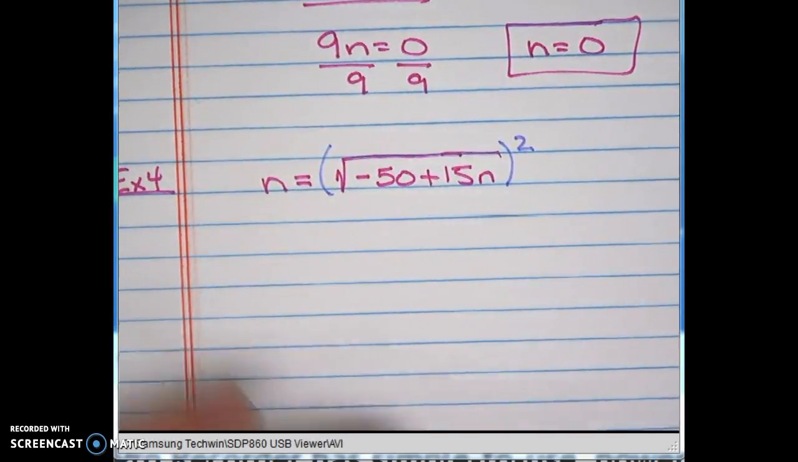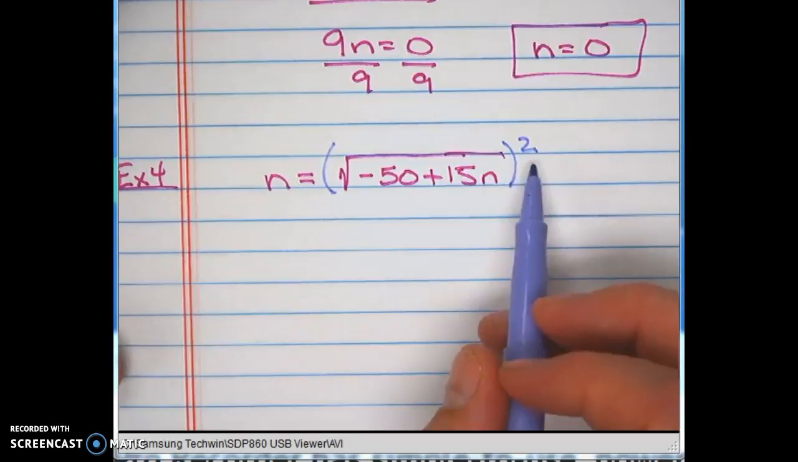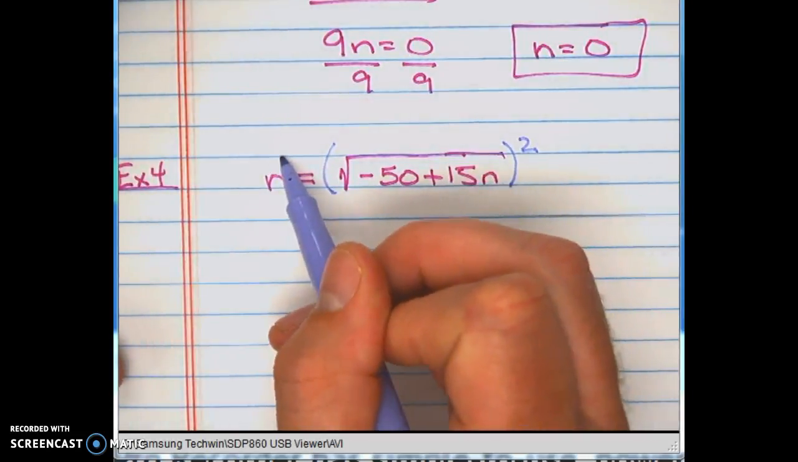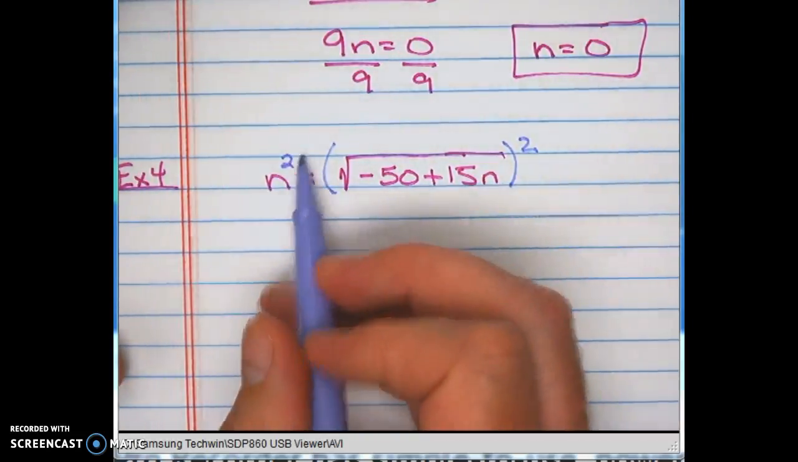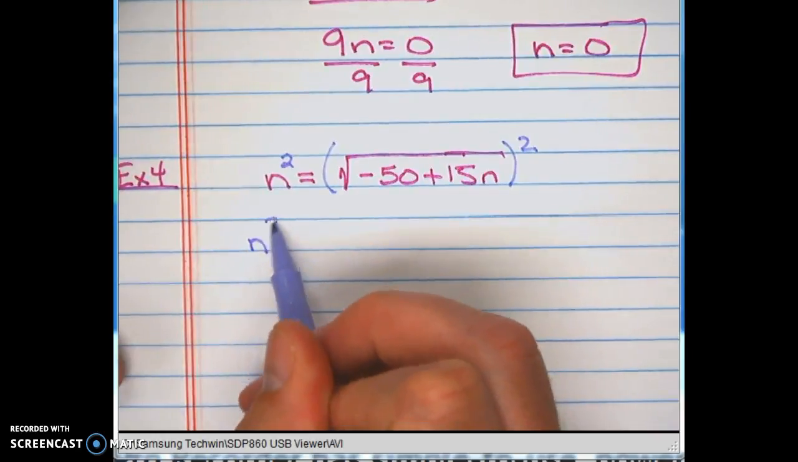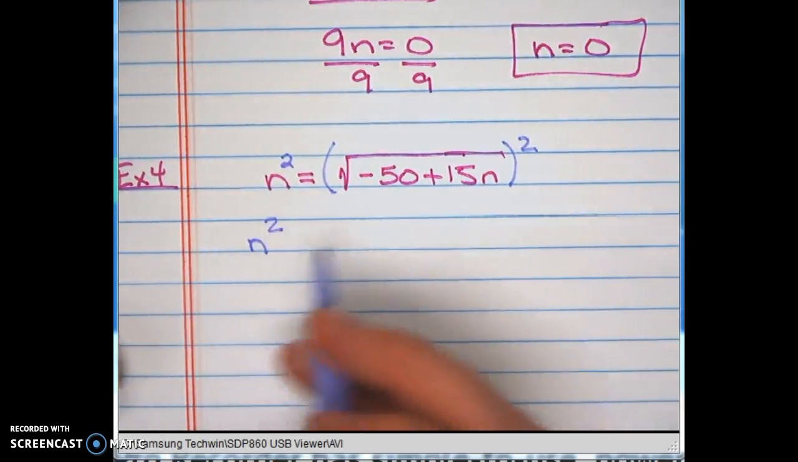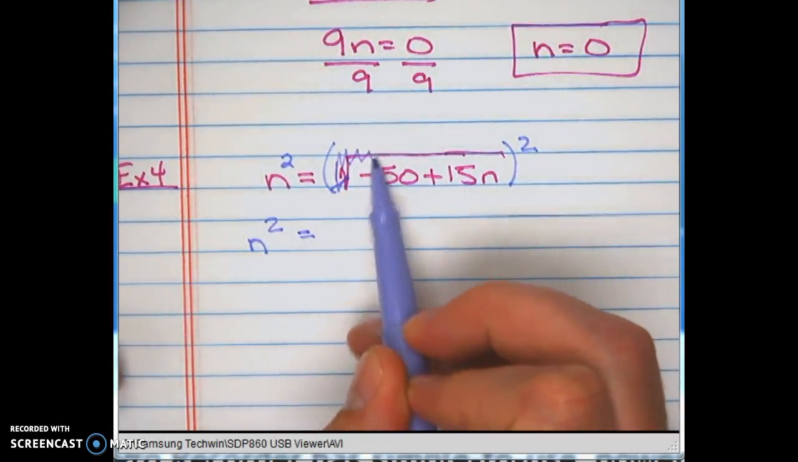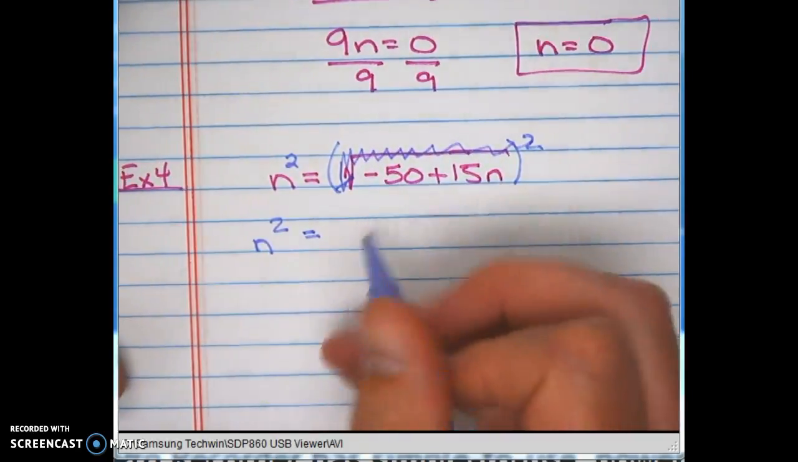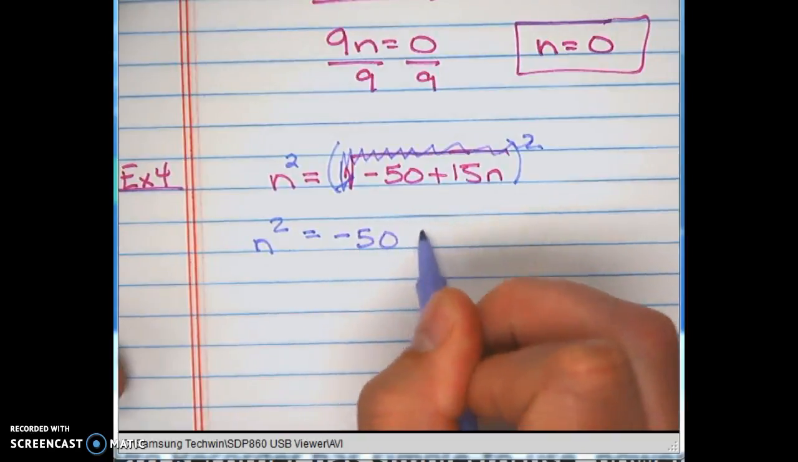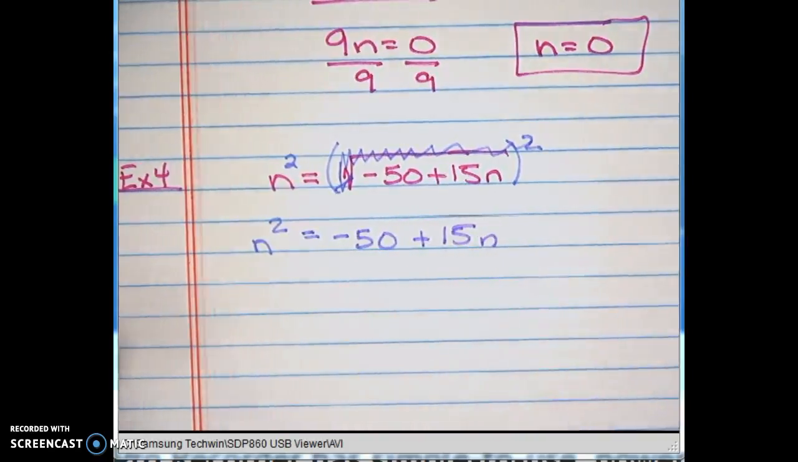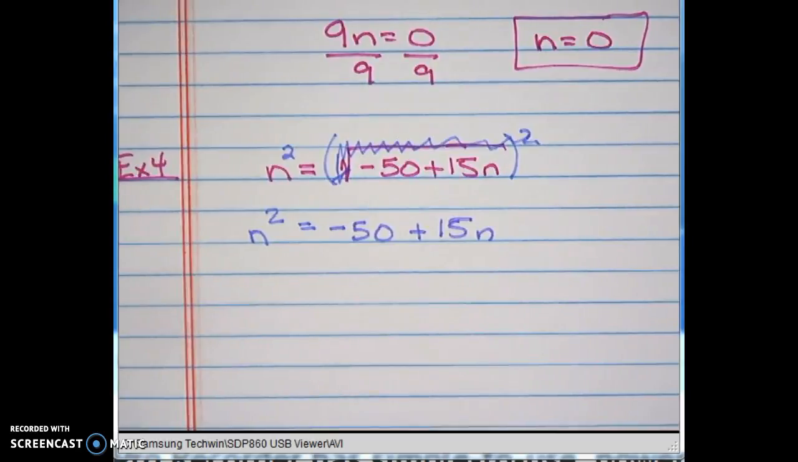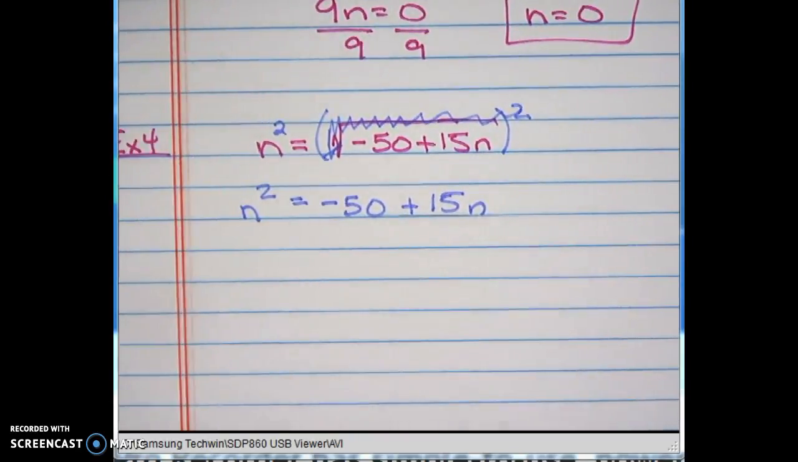Something kind of strange happens. When I square this side, I also have to square this side. And so when I do that, I end up with n squared, which is the first time I have a quadratic term here, is equal to, and again, the square cancels out the square root, I'm left with negative 50 plus 15n. So in all the previous problems, I was left with a linear equation, just a regular undo, undo, undo problem. This one I'm left with a quadratic.